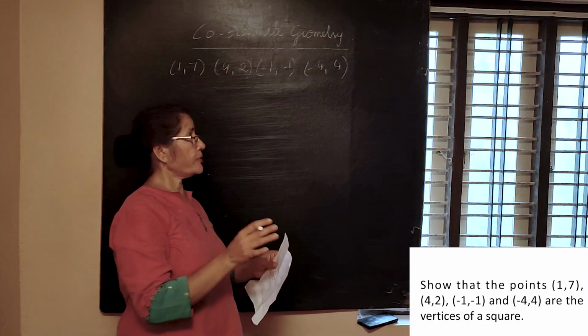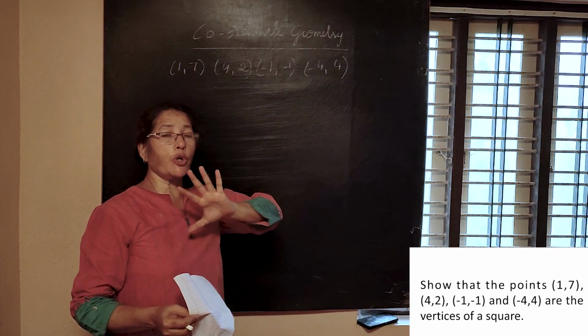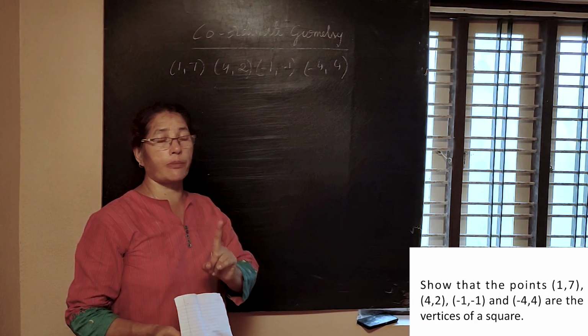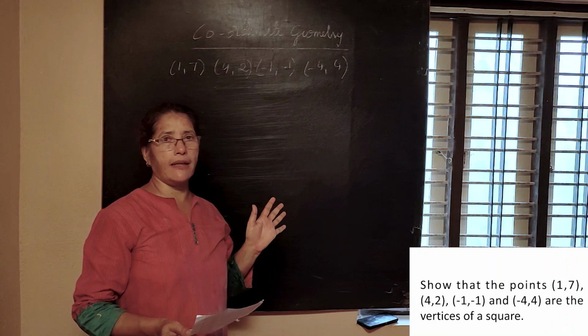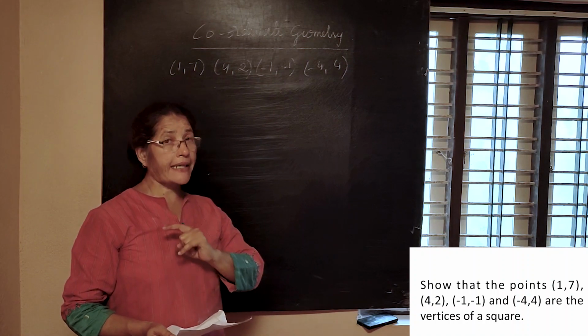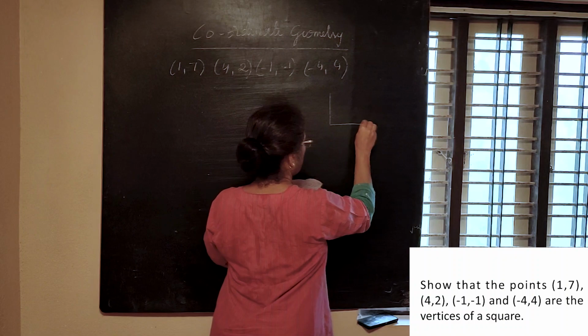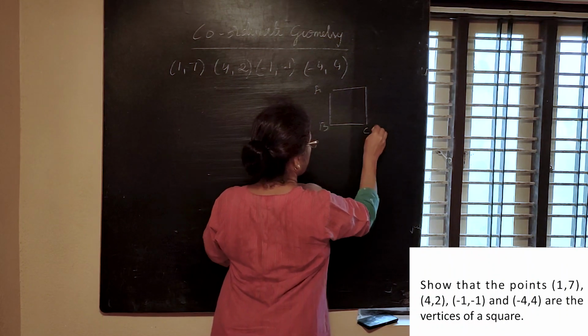So in order to prove these are the vertices of a square, you should know the property of a square. What is the property of a square? In a square, all the sides are equal. And one more property, it is better to solve: diagonals are equal.